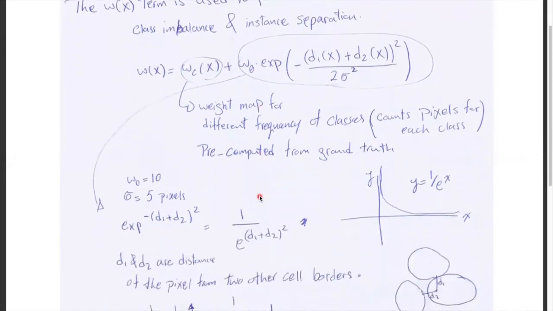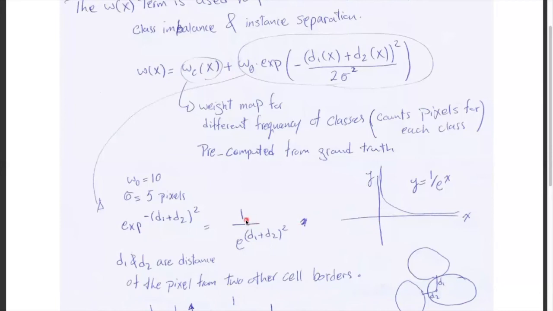So how it's done: W0, they input a value for it, 10, and sigma 5, so they basically normalize the distance by 5 pixels. And this part, exponential raised to this (D1 plus D2) squared. D1 and D2 are the distances of a pixel to the two nearest cells. Like let's say this is a cell and this is a pixel: D1 is the distance to the border of the nearest cell, and D2 is the distance to the border of the next nearest cell.